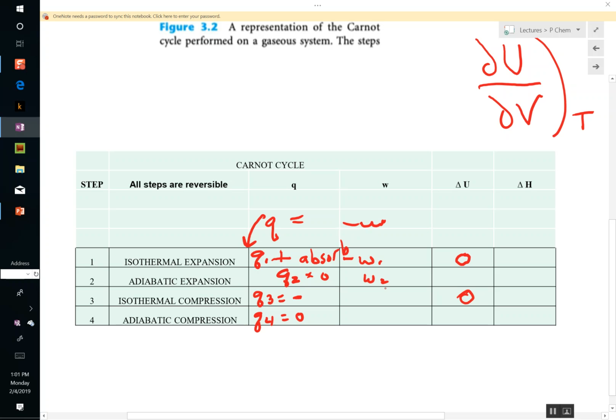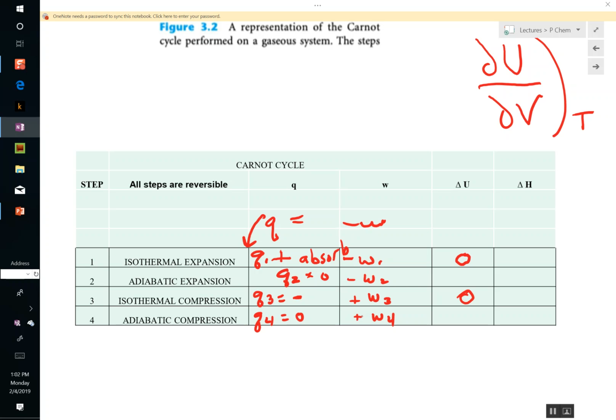There's going to be a work 2, a work 3, a work 4. We're expanding, we're compressing. So there's expansion, negative adiabatic expansion, negative. These will probably be positive. The surroundings need to compress the gas.